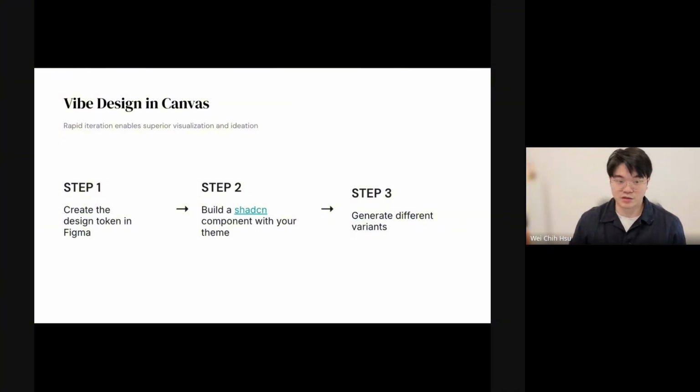So Claude can create the design tokens in Figma, and then I can pick whatever Shadcn component I want to build, and ask Claude to replicate that inside of Figma. And I think step three is the funnest part, where you can ask Claude to generate different variants. Let's say I want a different height, I want to add a link, I want to add accordions. It's really easy to ask Claude to do that.